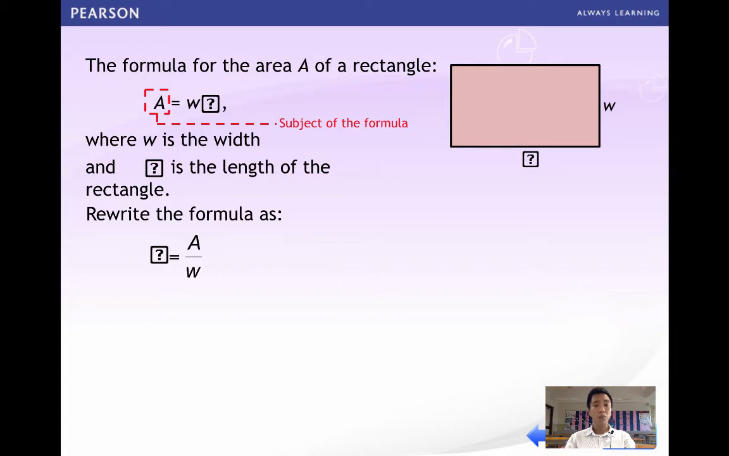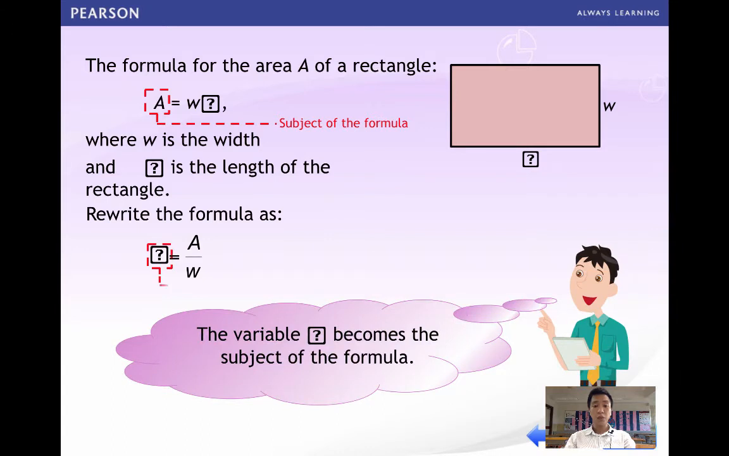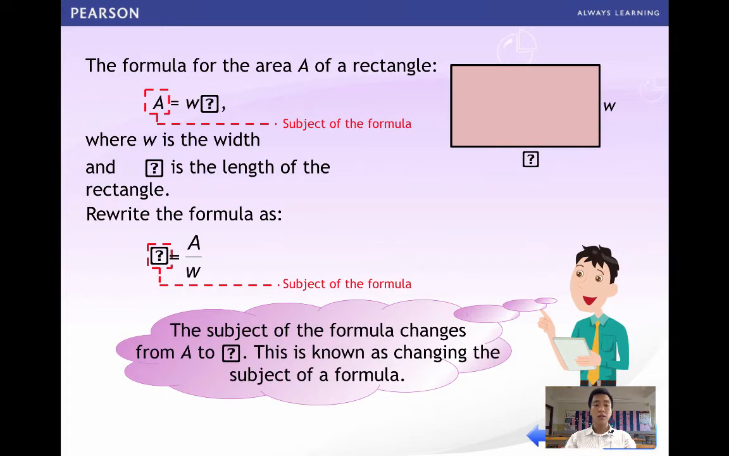But what if we rewrite it in this way? The unknown equals A over W. It equals area over the width. So this time this variable is the subject of the formula because it is on one side only. This time we change the subject from A to this unknown. This process we call the change of subject.